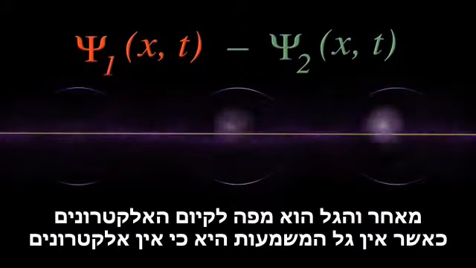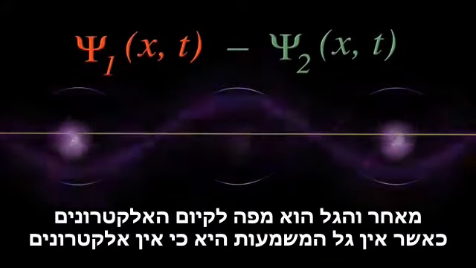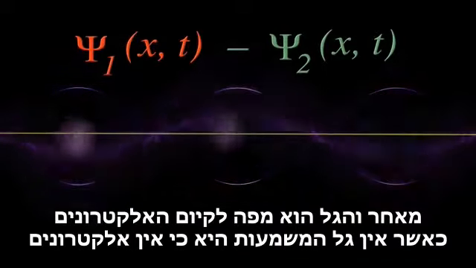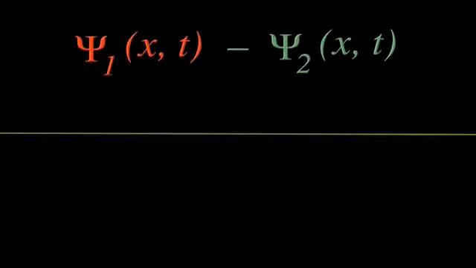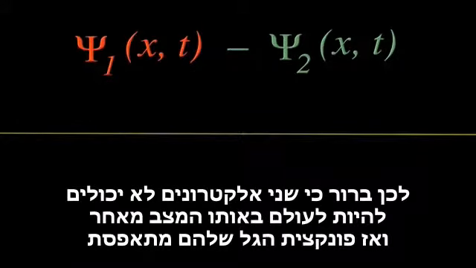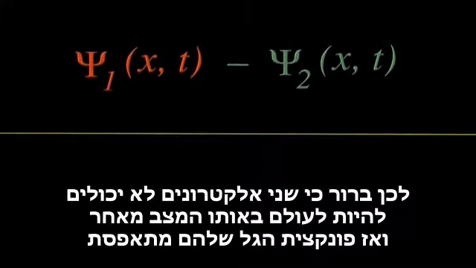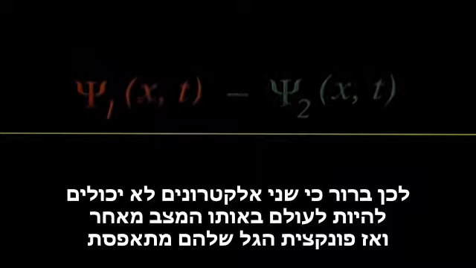And since the wave is a map of electrons existing at that point, no wave means no electrons. So clearly, two electrons can never be in the same state because that causes their combined wave function to disappear.